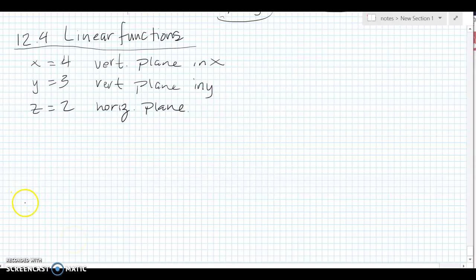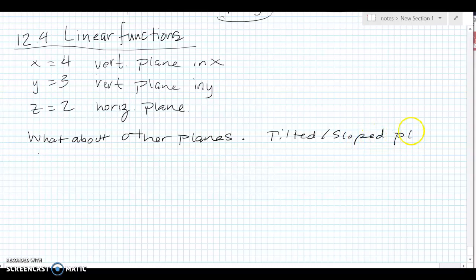We do have a couple other equations, and that's what we want to talk about. What about the other planes? Tilted planes, or sloped. That's what we want to talk about today. So we're going to have a slope in the x direction and a slope in the y direction.